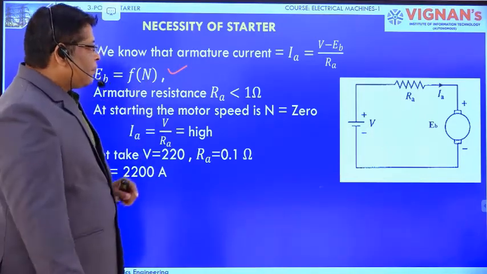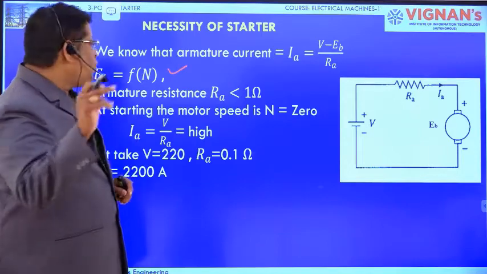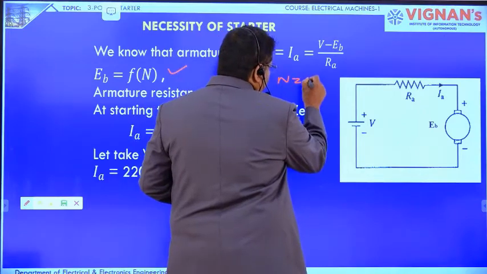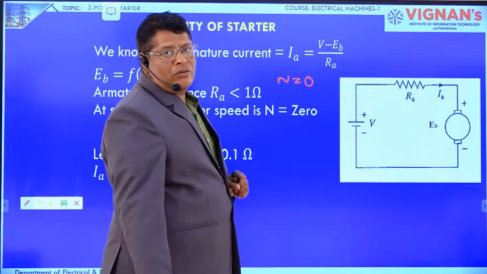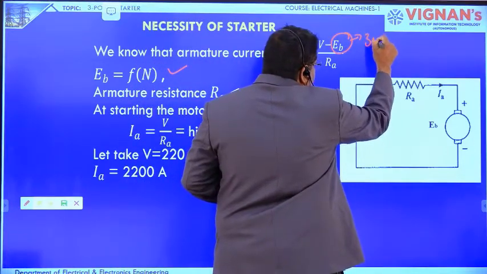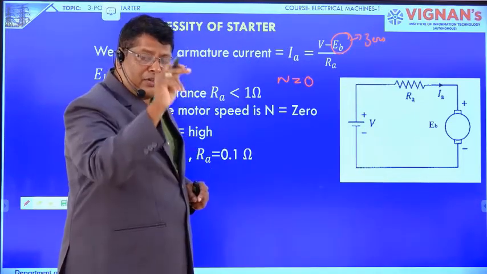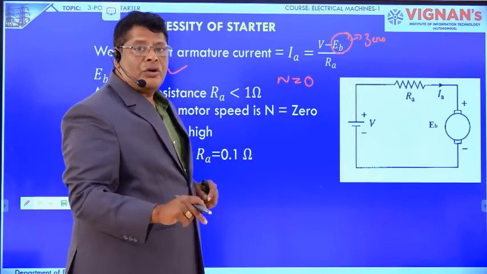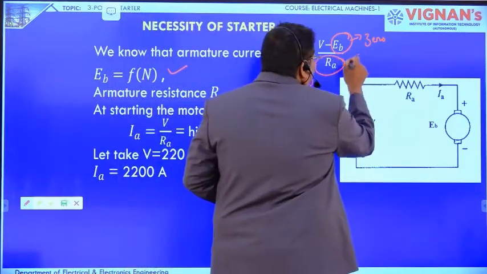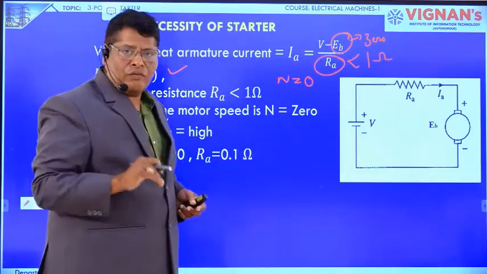Now at the time of starting, the speed of the motor is 0. Once N is 0, the back EMF becomes 0. At the time of starting, because the speed of the motor is 0, the back EMF is 0. For any machine, the armature resistance is always less than 1 ohm. Only for a bad design is the armature resistance more than 1 ohm.